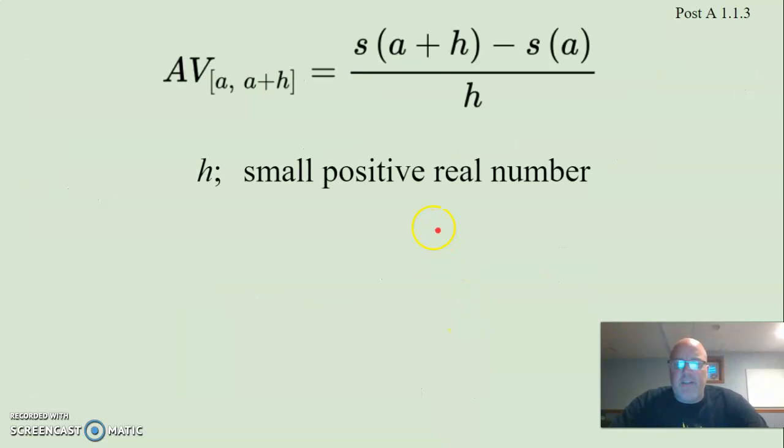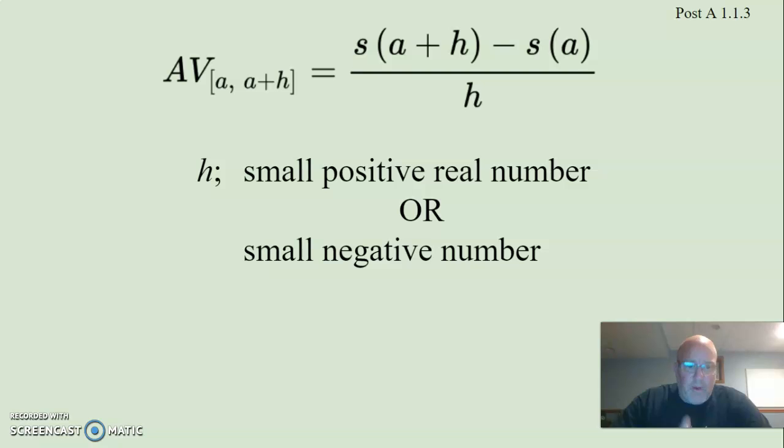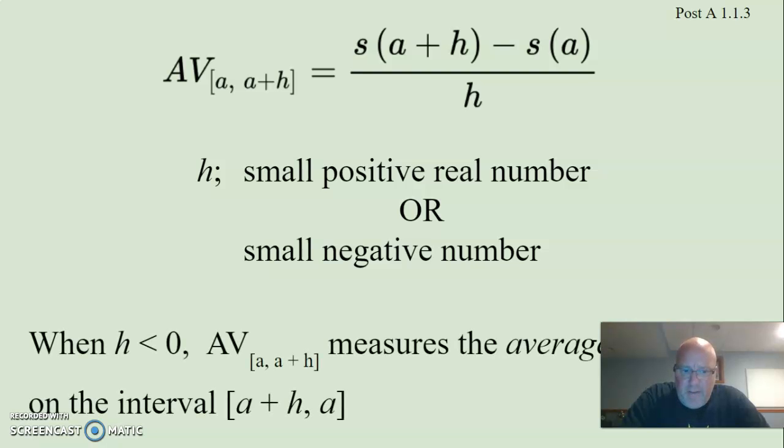Now, keep in mind here that h is going to be a small positive real number, but h can also be a negative number. It is going to be small, though, because if we're talking about instantaneous velocity, we want that h value to get smaller and smaller, microscopically small. So it is going to be a relatively small number, but it can be positive or negative.